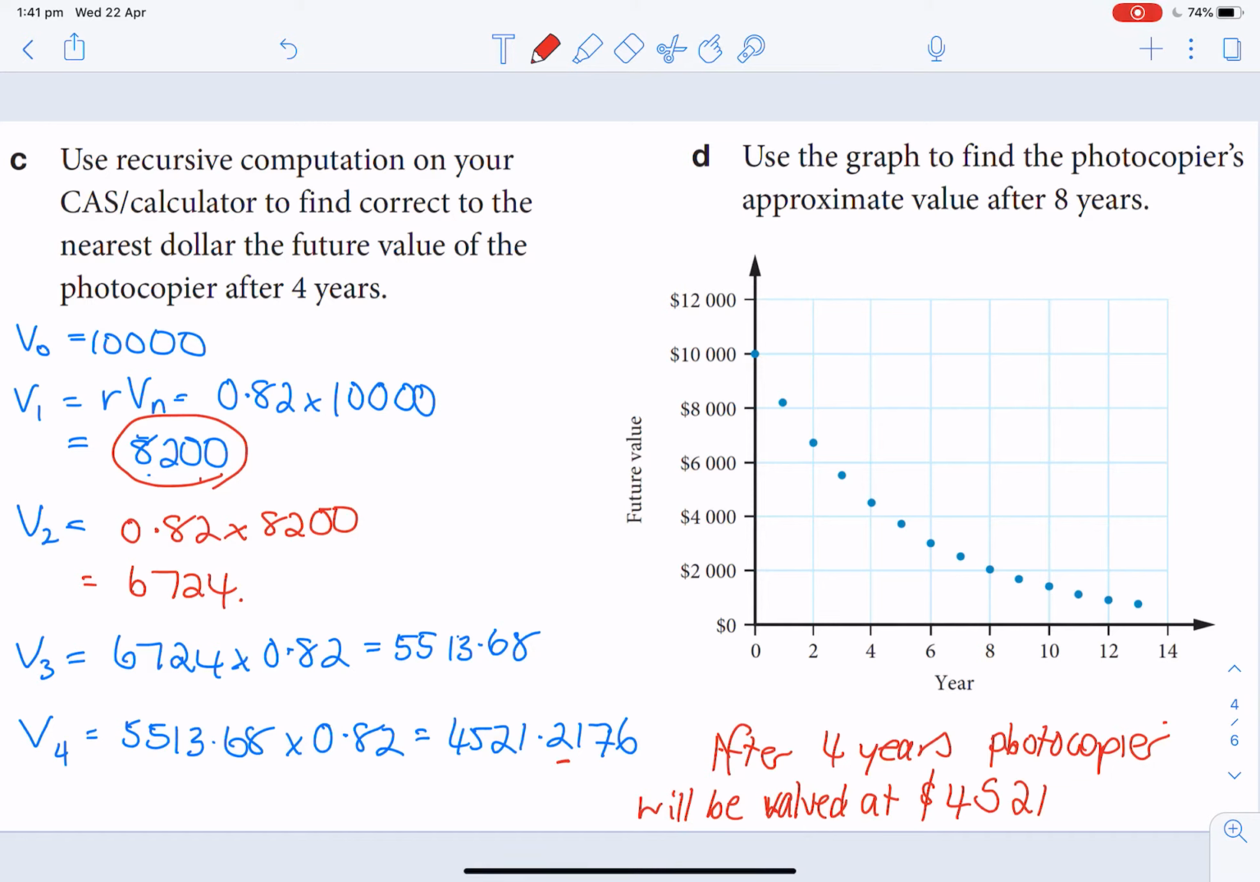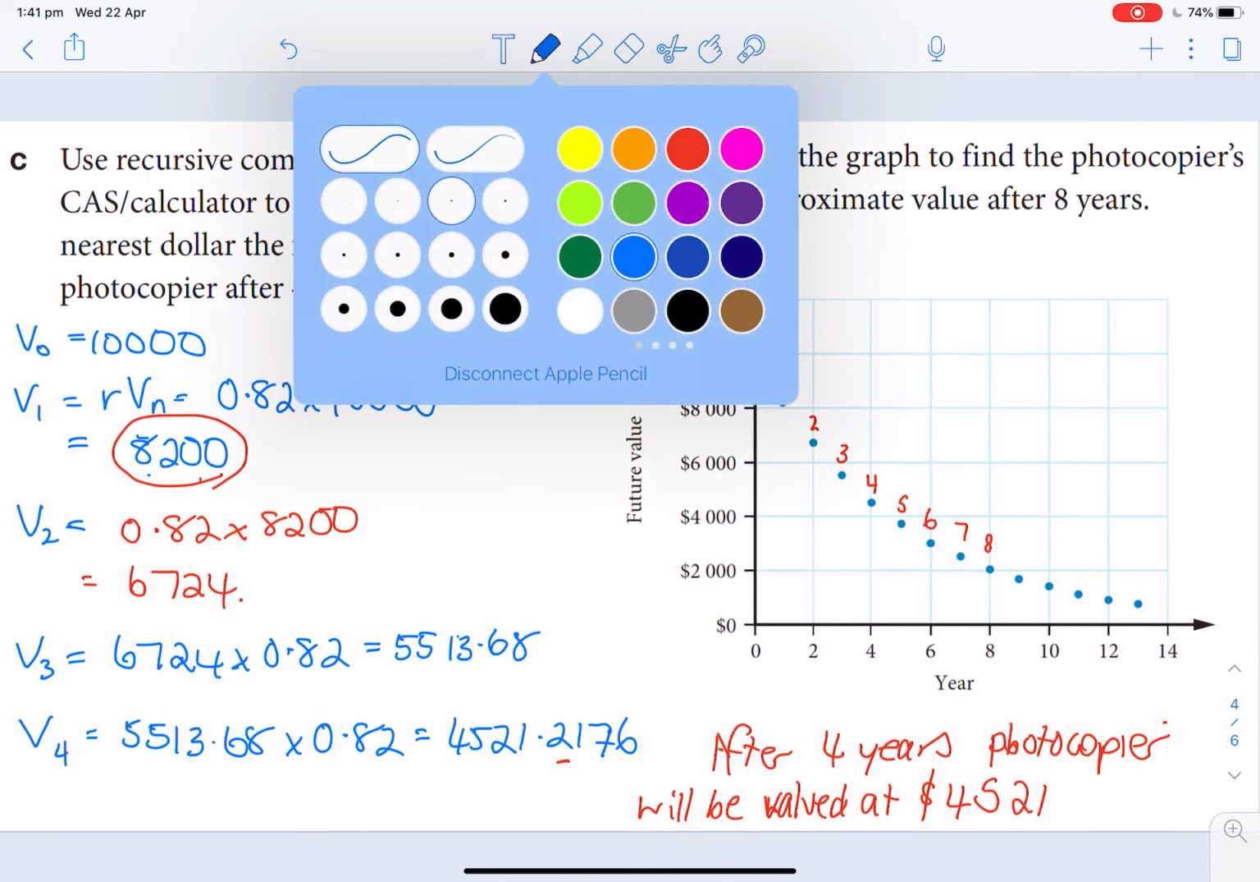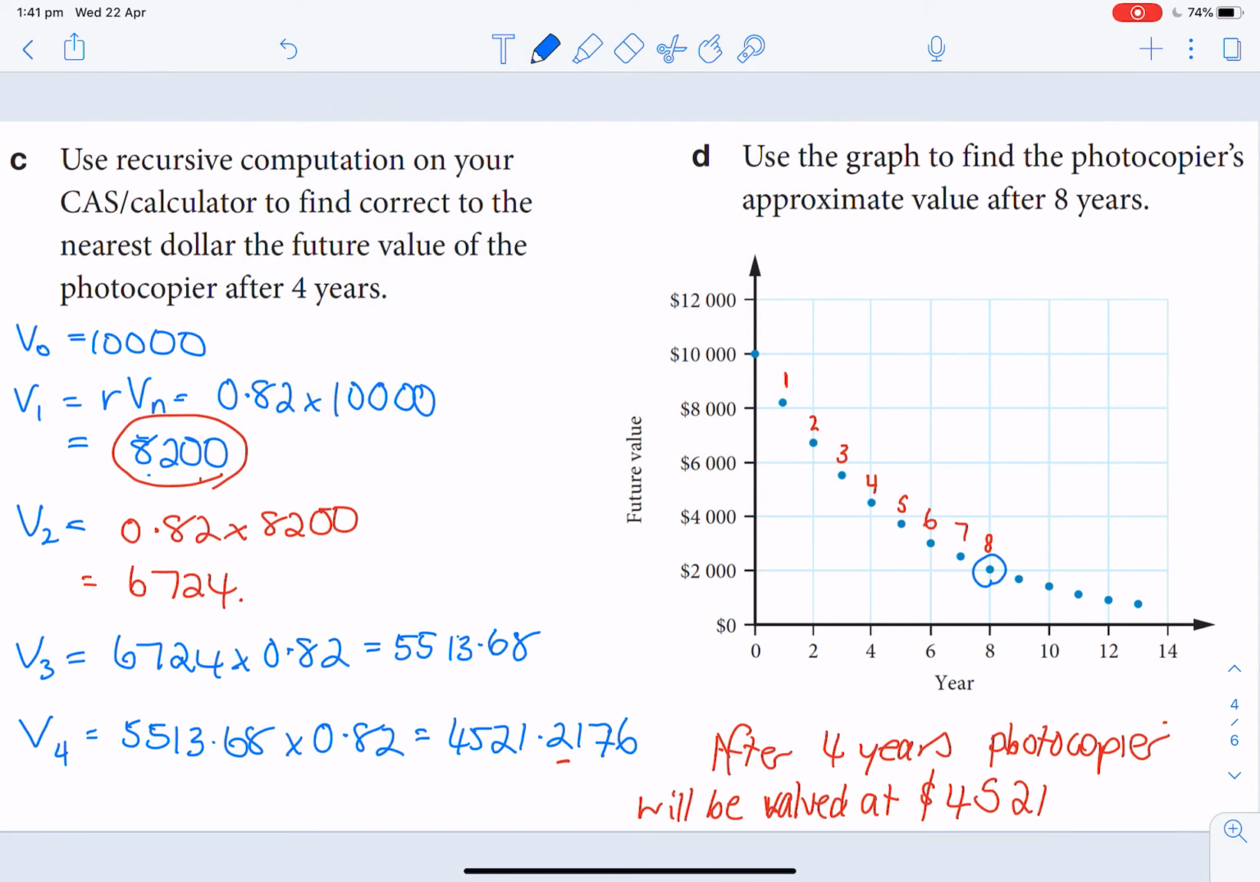Now, use the graph to find the photocopier's approximate value after 8 years. That's after 1 year, 2 years, 3 years, 4 years, 5 years, 6 years, 7 years, 8 years. It is approximately $2,000. If you wanted to keep going through your CAS, you're welcome to give me an exact value, but it's up to you. It's worth approximately $2,000 after 8 years.